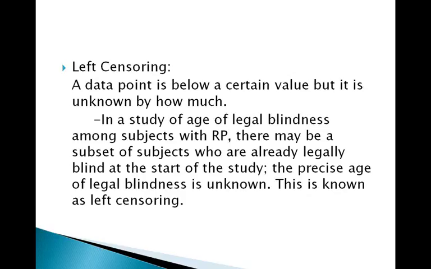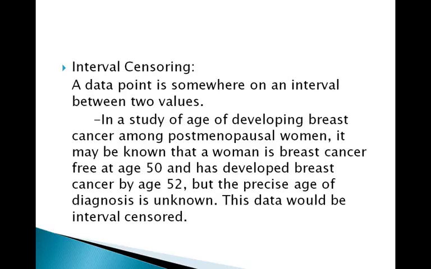Left censoring is when a data point is below a certain value, but it is unknown by how much. So something like this is censored. In a study of age of legal blindness amongst subjects with RP, there may be a subset of subjects who are already legally blind at the start of the study, and the precise age at which legal blindness occurred is unknown. It's uncertain.